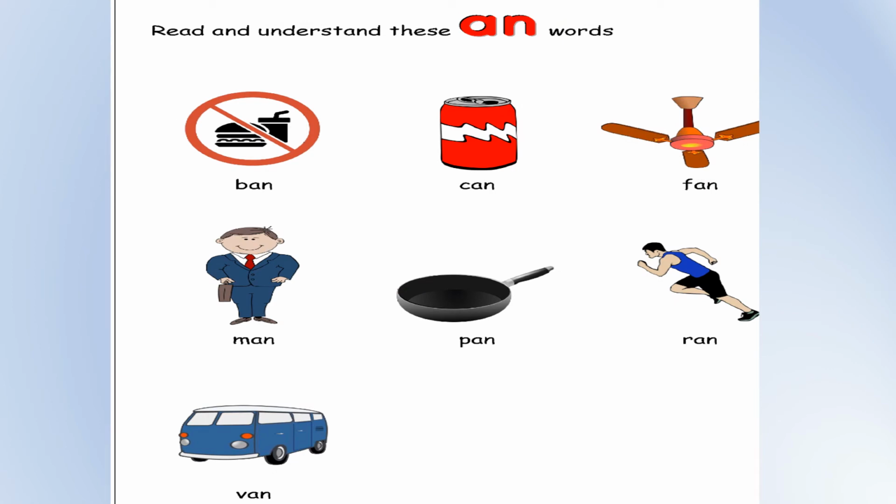So now let's read out another set of words. A, N, A-N words. B, a, n, ban. K, a, n, can. F, a, n, fan. M, a, n, man. P, a, n, pan. R, a, n, ran. V, a, n, van.